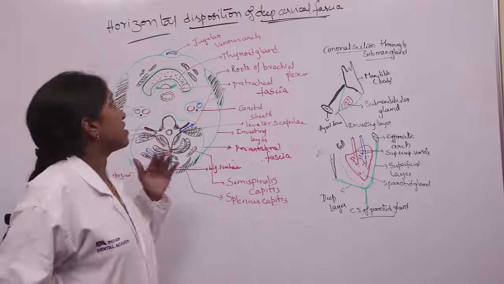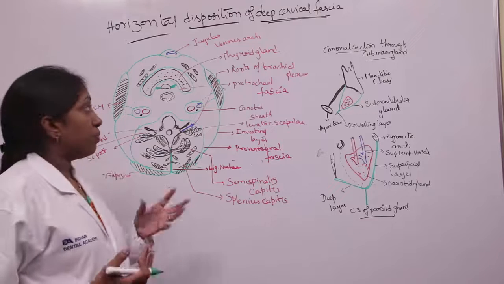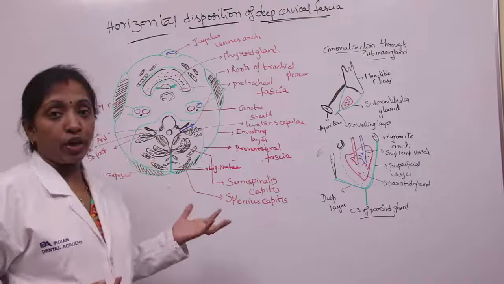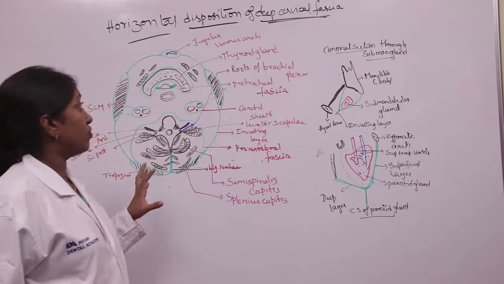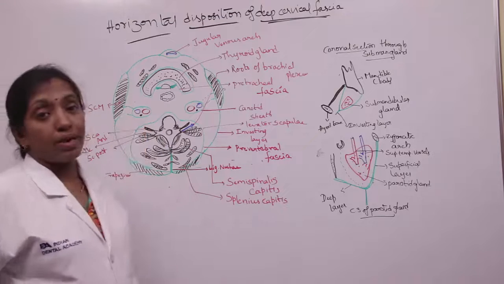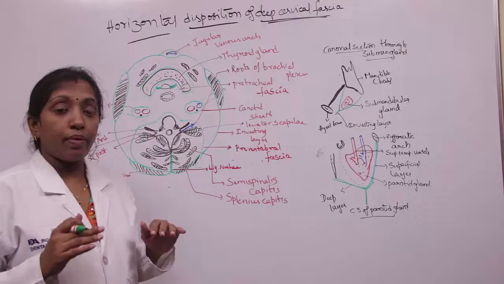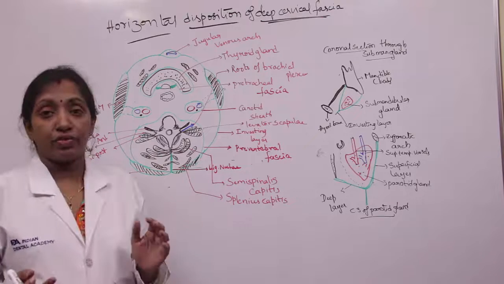So today we are discussing the deep fascia of the neck. The deep fascia of the neck is called fascia colli, which covers or invests the muscles of the neck, and from outside inwards, the deep fascia of the neck consists of three layers.